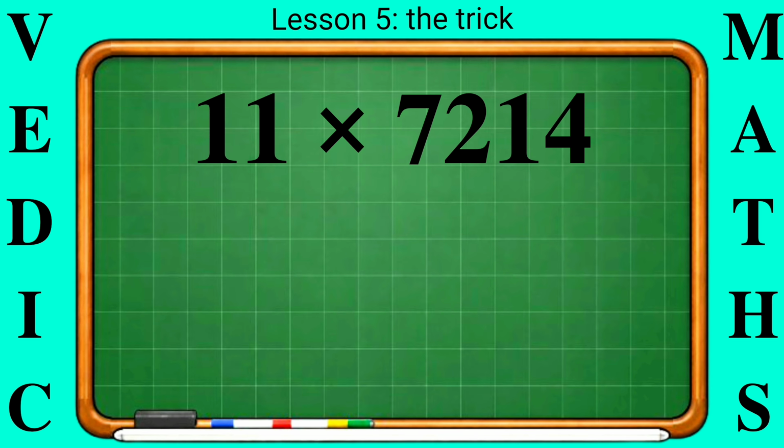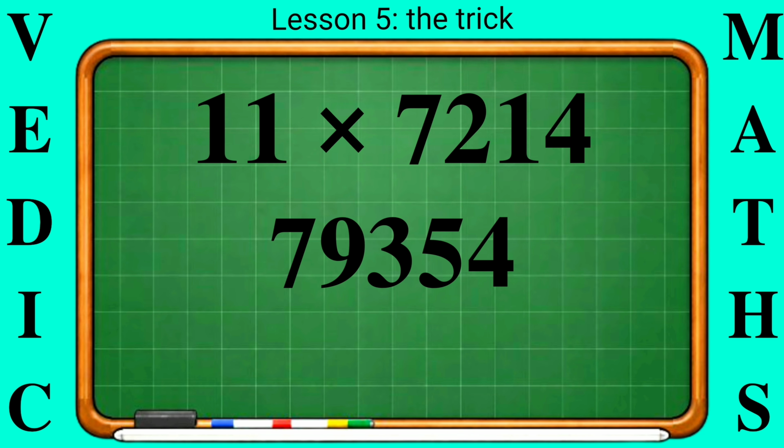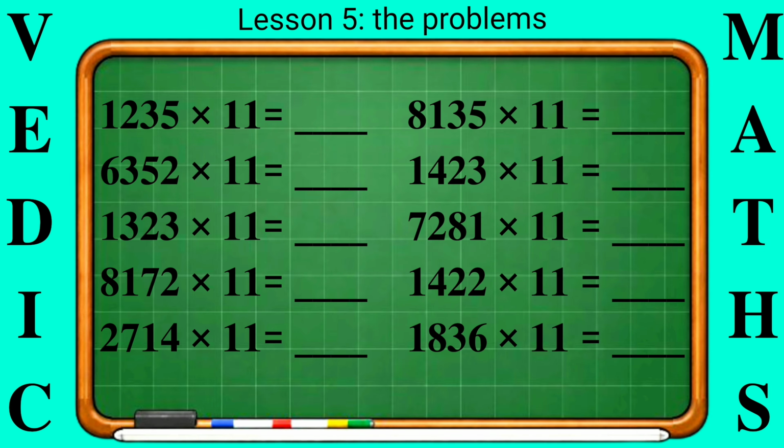Now let's do another problem. Here also we do the same. So here we add the first digit with the second digit, and so on and so on. So here we get the answer 79,354. Try those problems and remember, don't miss Vedic Maths lesson 6.